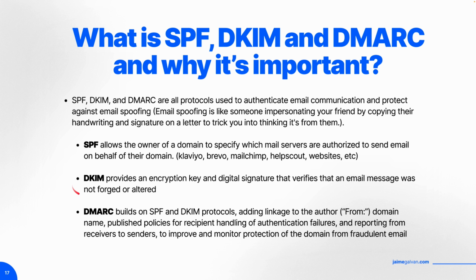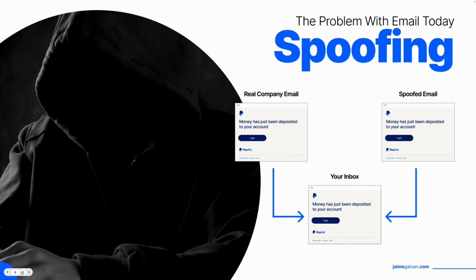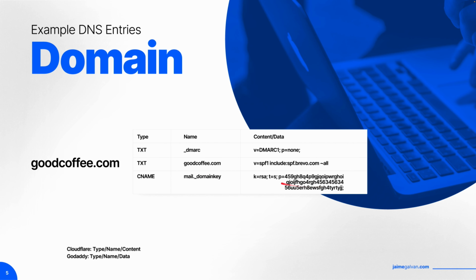And then you have DKIM, which is another layer. It provides an encryption key, a digital signature that verifies the email message was not forged or altered. So it works with a public-private key. Some of you are familiar with that. DKIM holds its private key, and then you have the public key on your DNS. So let me go back here. Here's the key. This is public, and it needs to match their private key in order for DKIM to pass.